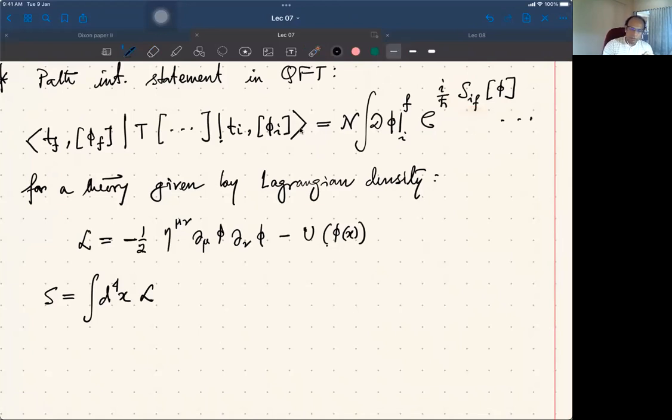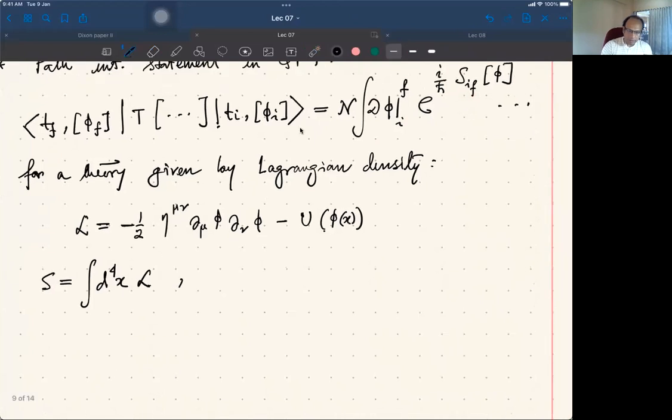And the boundary conditions: this path integral will be an integration over all the profiles, all the paths or functions which satisfy the boundary condition that phi(ti or tf, x vector) will be given by phi i or f (x vector). So this is the four-dimensional boundary condition for the four-dimensional fields.